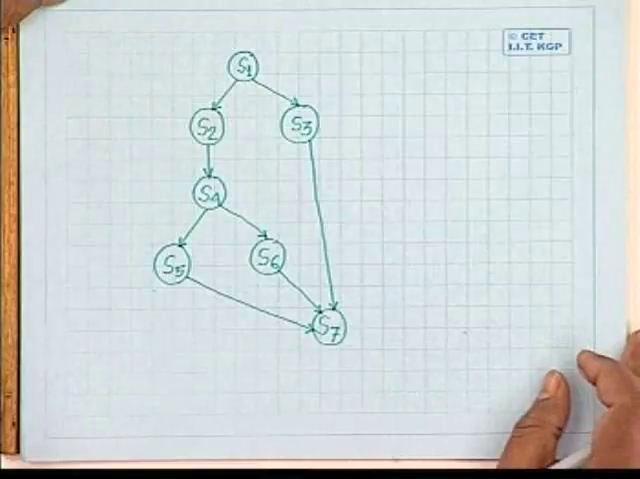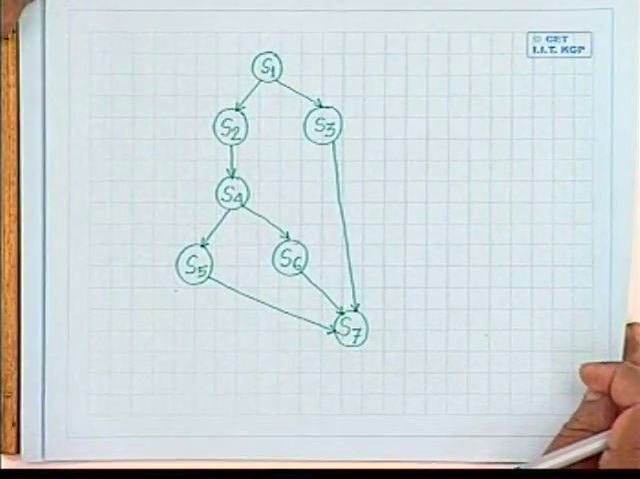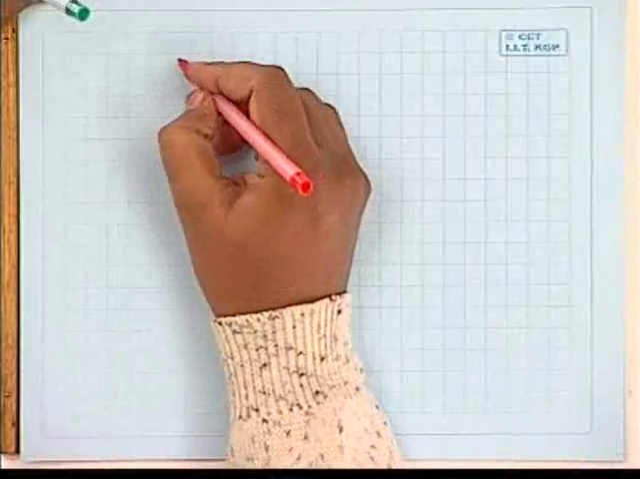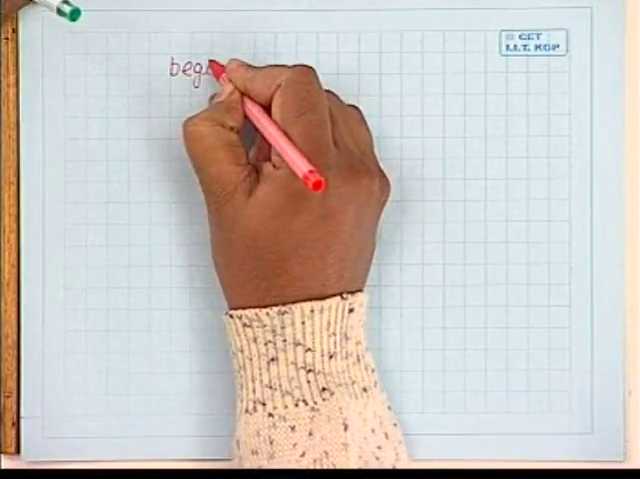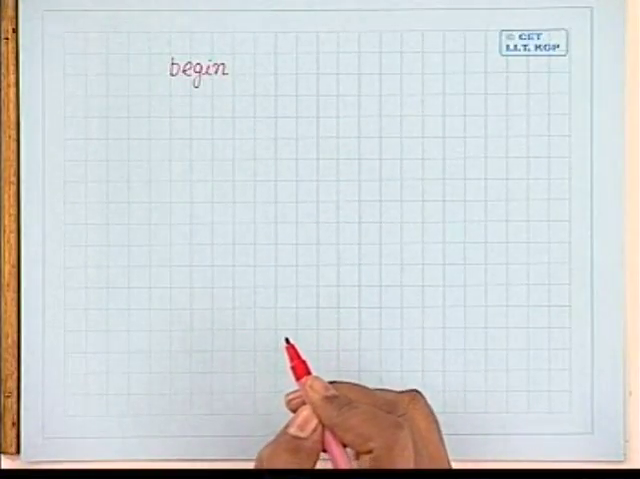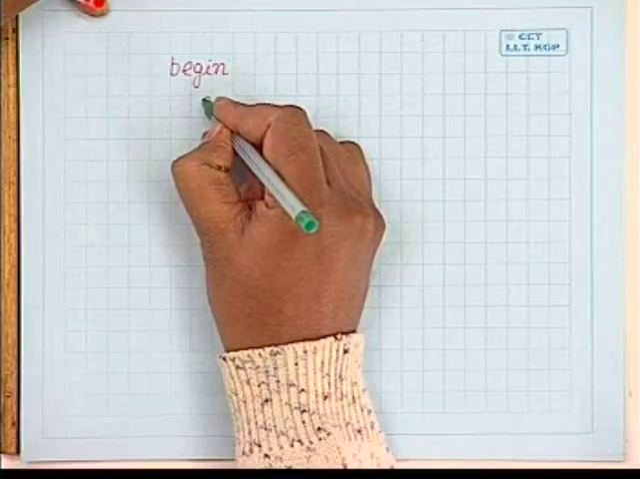Now, given such a type of precedence graph, let us see how we can write code for execution of this precedence graph, making use of concurrency as far as possible. So we have to write our code like this: first, the statement that has to be executed is statement S1. I will put them under a begin-end construct. Let us use a Pascal-like language. So first we have a begin. Following begin, the first statement that has to be executed is S1.